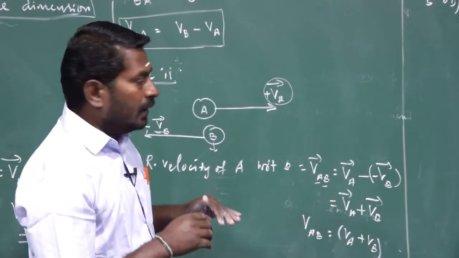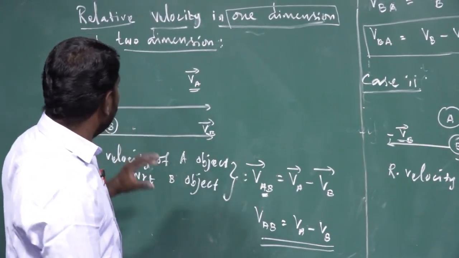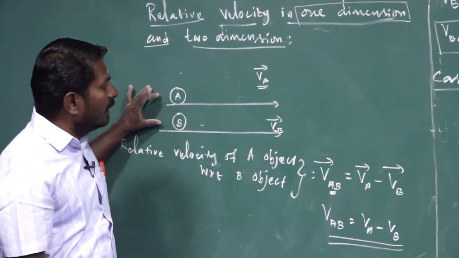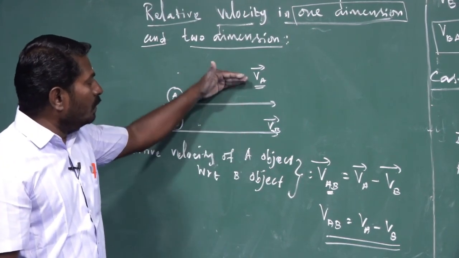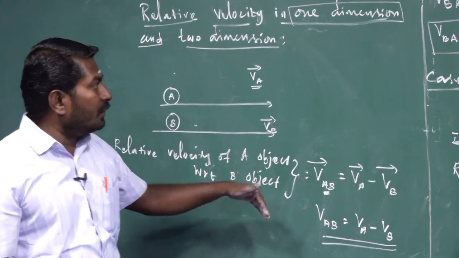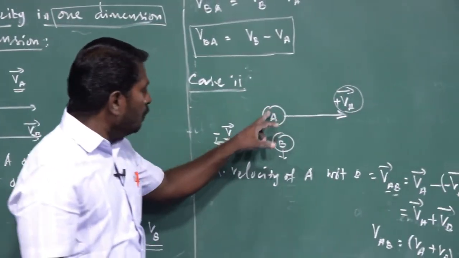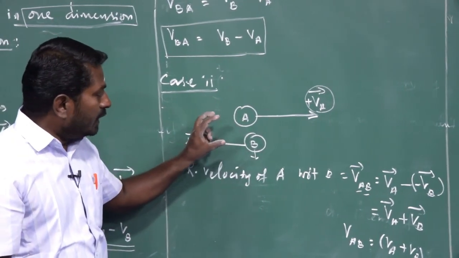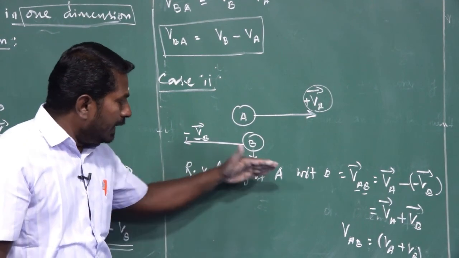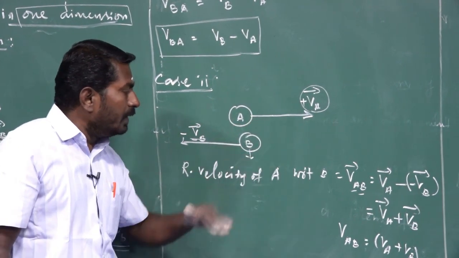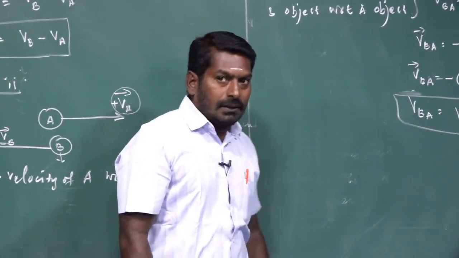So I finished now. Relative velocity in one dimension. In the first case, both objects are traveling along the same straight road along the straight line with different uniform velocities, the relative velocity of A object and the relative velocity of B object. In the second case, both objects are traveling on the same straight road but in opposite direction. The relative velocity of A object with respect to B object, then the relative velocity of B object with respect to A object. Thank you.